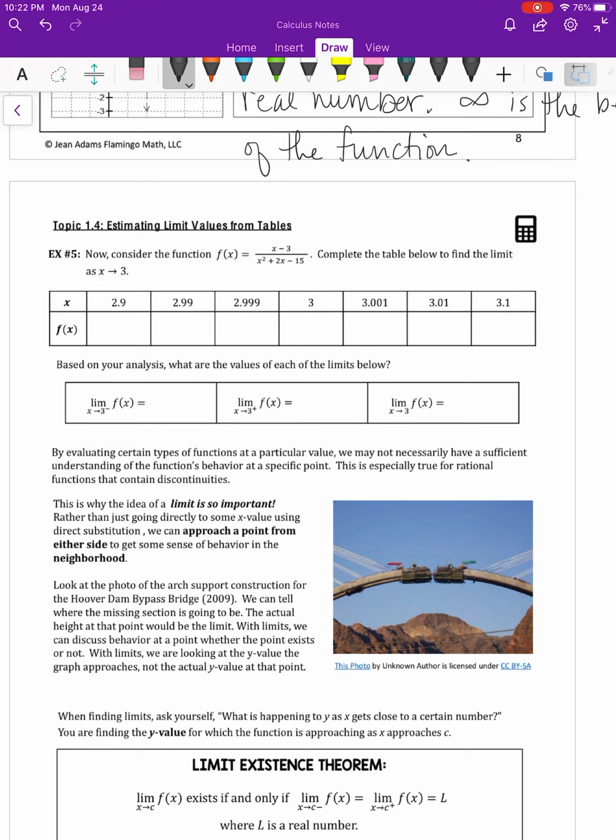But that does not mean that the limit exists. Okay. So now topic 1.4, estimating limit values from tables. So example number 5, now consider the function f of x equals x minus 3 over x squared plus 2x minus 15. Complete the table below to find the limit as x approaches 3.